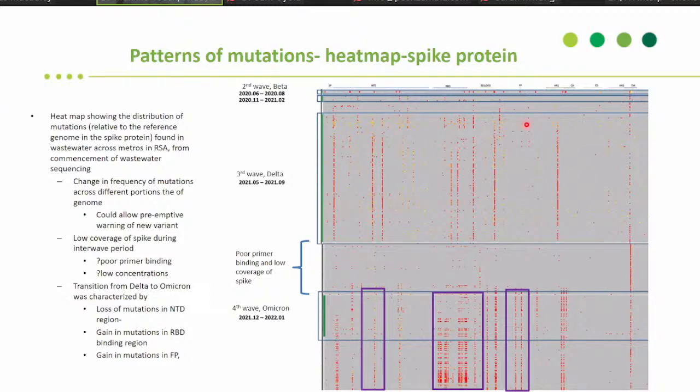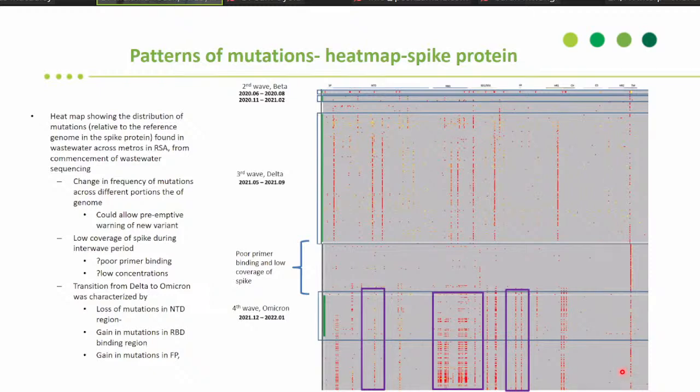But when we compare the mutational pattern of the third wave to the fourth wave, we can see the difference. If we look at the NTD region here, there's a pattern of mutation that has been lost. And in the RBD region and the fusion peptide region, a number of mutations were picked up. Obviously, this could be explained because here it was Delta and this is Omicron, and Omicron has more mutations. But what we wanted to say is that this could potentially be a method to pick up new mutations that there was not enough time yet to accumulate in clinical cases and show as new lineages.